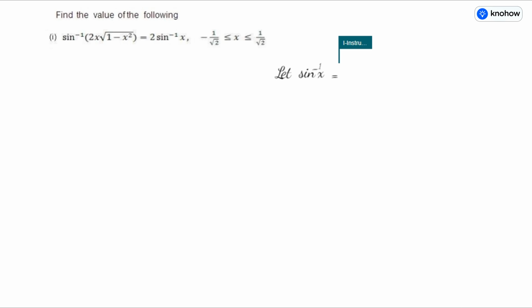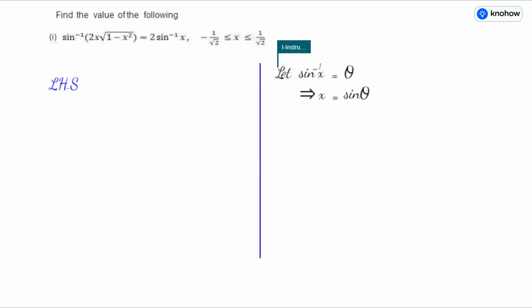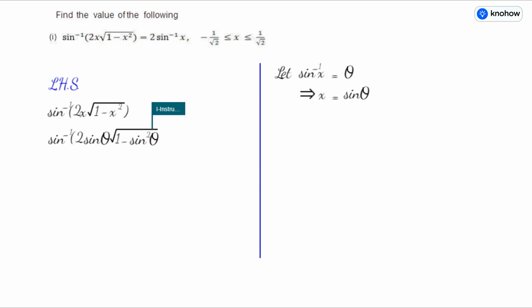Because you want ultimately the result in terms of sine inverse x, in all such cases you take sine inverse x as theta. The hint is there in the question itself. Take sine inverse x equal to theta, or x is equal to sine theta. And now take the left hand side, that is sine inverse of 2x under root 1 minus x square. Replace x by sine theta.